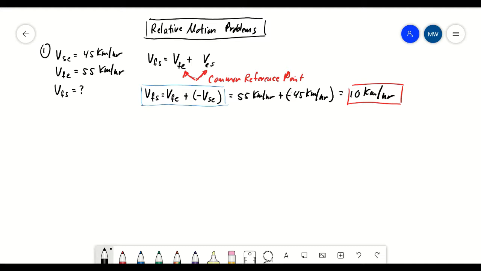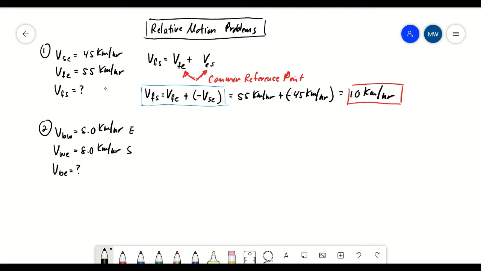For our next problem, number 2, we've got a boat that's traveling eastward across a river, and the river is flowing southward at 8 kilometers per hour. So we've got the velocity of the boat with respect to the water, and this will be our 5 kilometers per hour, and this is to the east. And then we have the velocity of the water with respect to the Earth. This is the flow of the river, 8 kilometers per hour, and this one's to the south. We want to find out what is the velocity of the boat with respect to the Earth.